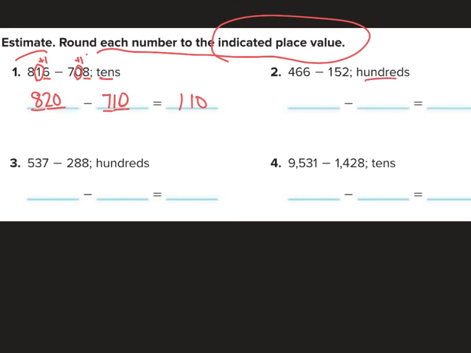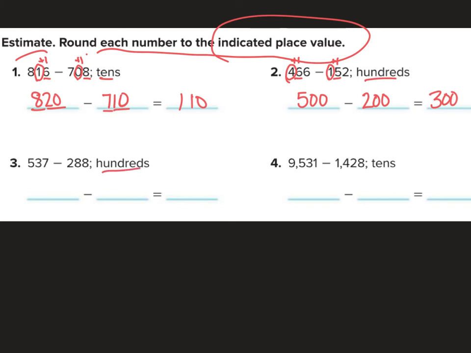Here I'm rounding to the hundreds place. Circle the digit in the hundreds place, underline the tens. The 6 tells my 4 to add 1, 500. Circle the digit in the hundreds place, underline the tens. The 5 tells the 1 to add 1, so 200. 500 minus 200 is 300.